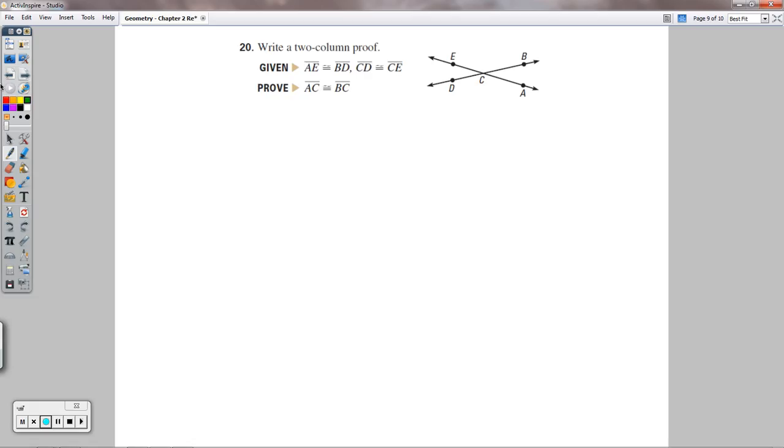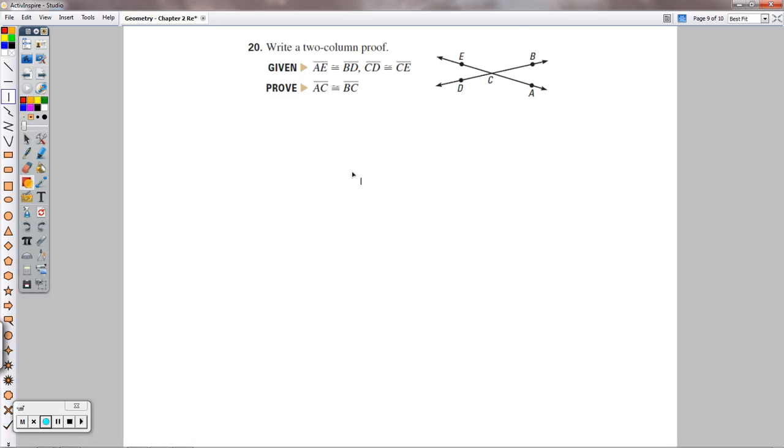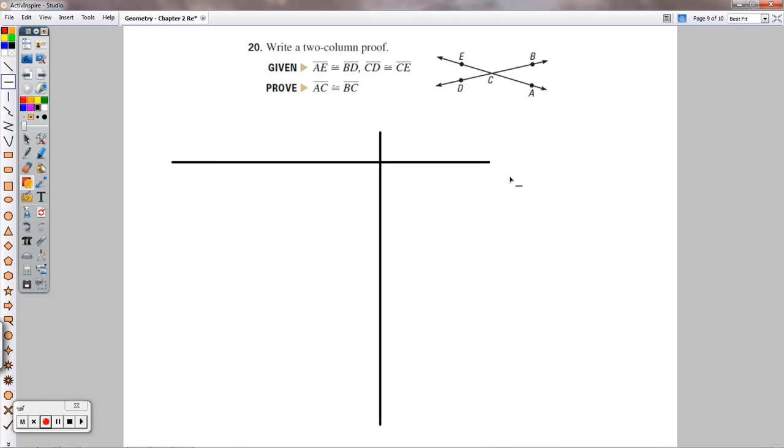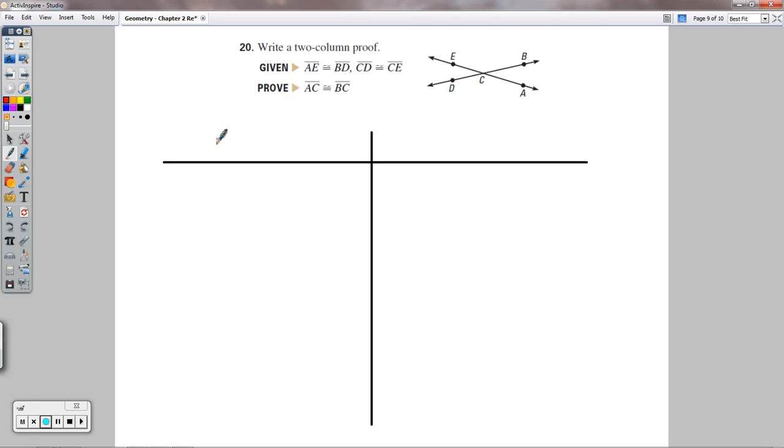And so I think we just have a couple left here. We're going to write a 2-column proof for number 20. All right, let's get out my straight line tools here. Okay, I'm good to go. I've got my statements on the left and my reasons on the right. So always start off with what? Always start off with what you are given.